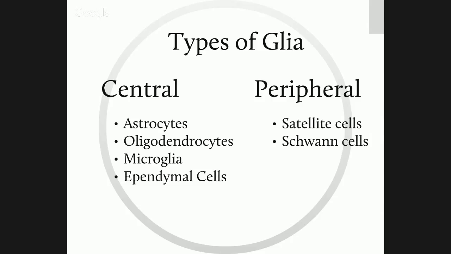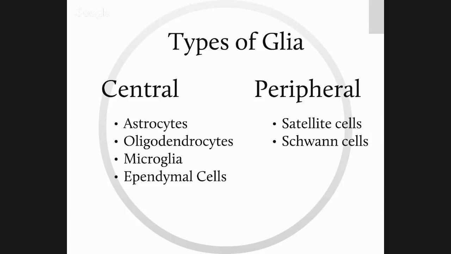Then microglia and ependymal cells in the central nervous system don't have glial counterparts in the periphery because they are present in the central nervous system because of the blood-brain barrier. And there's not a blood-brain barrier in the periphery, so there doesn't need to be corresponding glia there to play the same role.